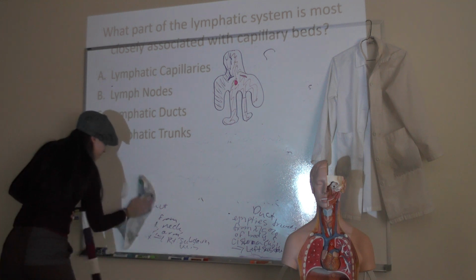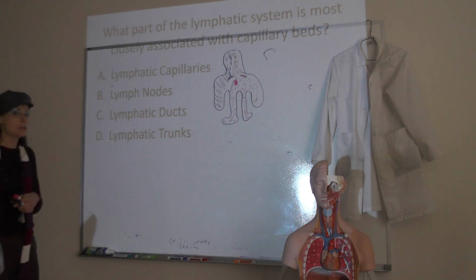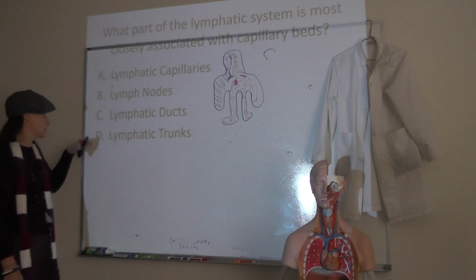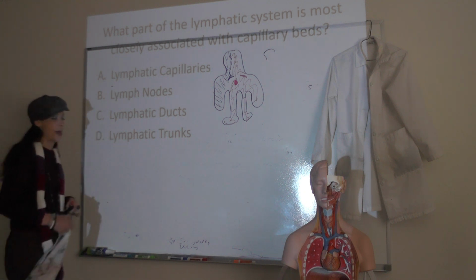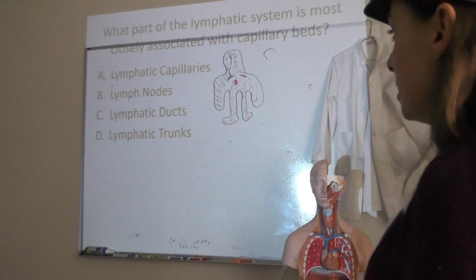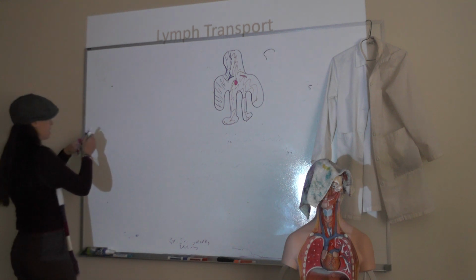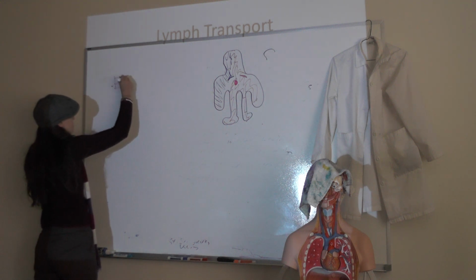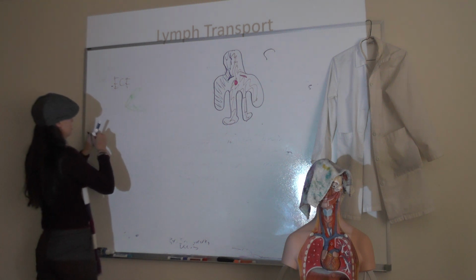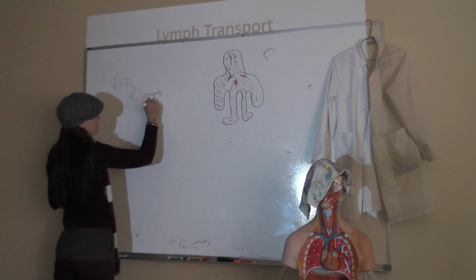Okay. So here's a question for you. What part of the lymphatic system is most closely associated with capillary beds? A, lymphatic capillaries, B, lymph nodes, C, lymphatic ducts, D, lymphatic trunks. Easy peasy pumpkin pie, these publisher questions. The answer is lymphatic capillaries. So, lymph is originating. It starts out here as what was extracellular fluid, and then it's going to push onto those lymphatic capillary cells and become lymph that's flowing in our lymphatic capillaries.